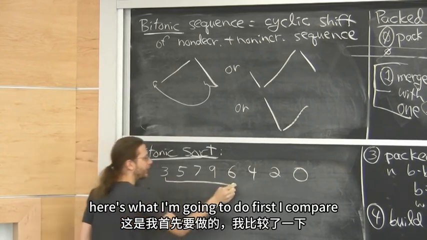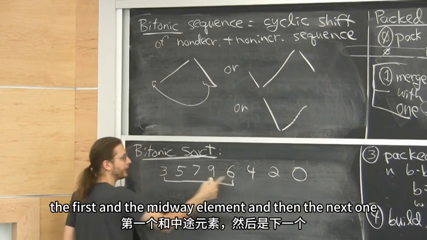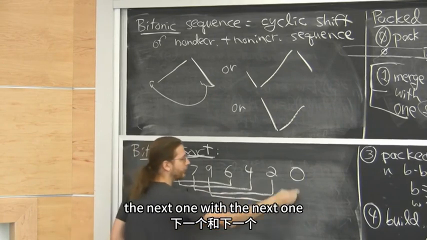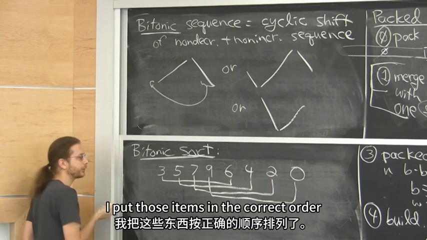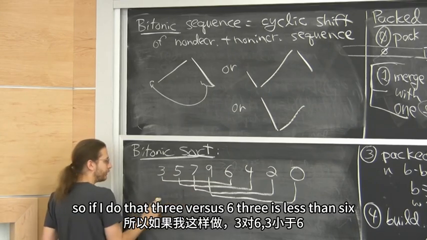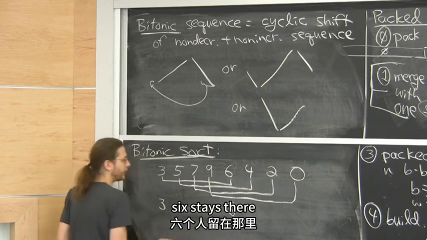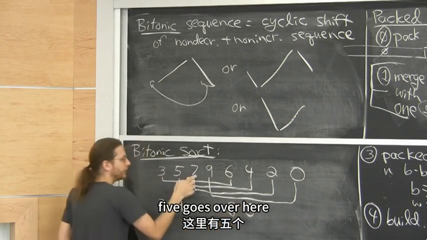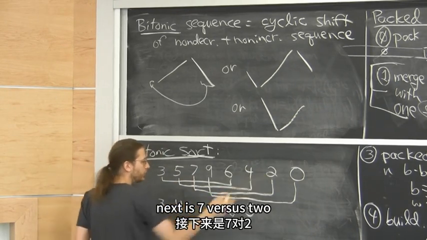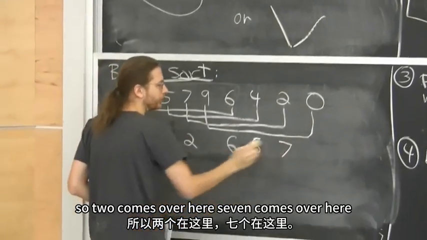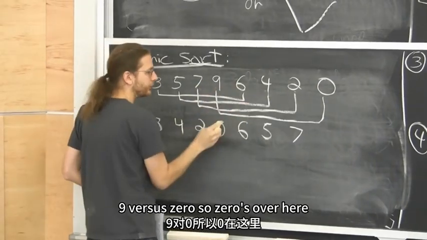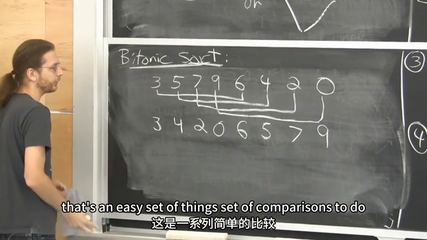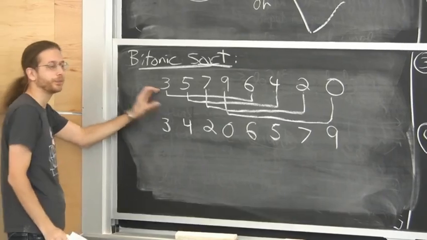Here's what I'm going to do. First, I compare the first and the midway element, and then the next one with the next one, and the next one with the next one. For each of these comparisons, I put those items in the correct order. So 3 versus 6, 3 is less than 6, so 3 stays here, 6 stays there. 5 is bigger than 4, though, so 4 comes over here, 5 goes over here. Next is 7 versus 2, so 2 comes over here, 7 comes over here. 9 versus 0, so 0's over here, 9's over there. That's an easy set of comparisons to do. The nice thing is you can do all those in parallel.